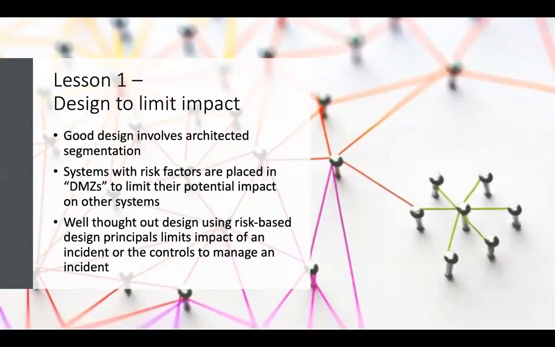So well thought out design using risk-based design principles are what we need to take forward in the future to make sure we limit the impact of any incident, or indeed the controls, so the shutting down of parts of a network to manage an incident, and being able to be very conscious of designing in that control for the future. So that was my first lesson. And it is lovely to actually see that the NHS has learned from that and is now procuring and designing networks differently.